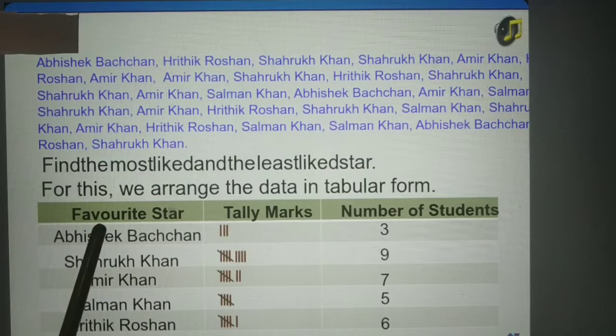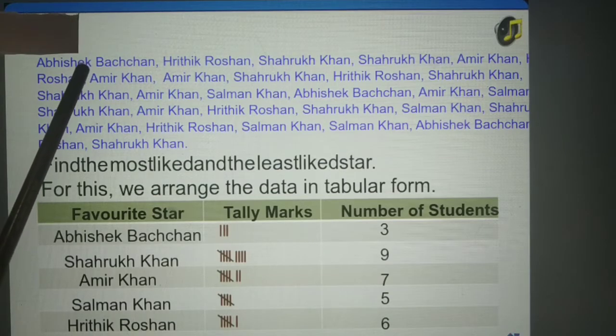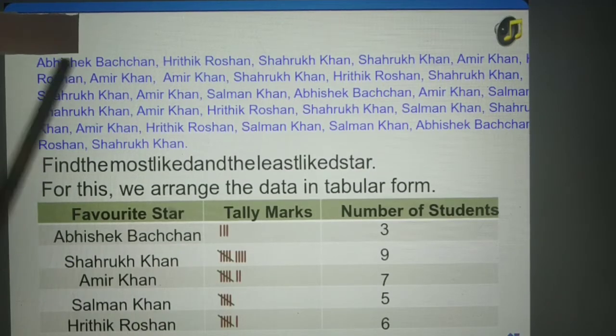Now favorite stars are, suppose Abhishek Bachchan. We talk about Abhishek Bachchan. See, in this data, this is the first name, that is Abhishek Bachchan. How many times is the name of Abhishek Bachchan written by the students?